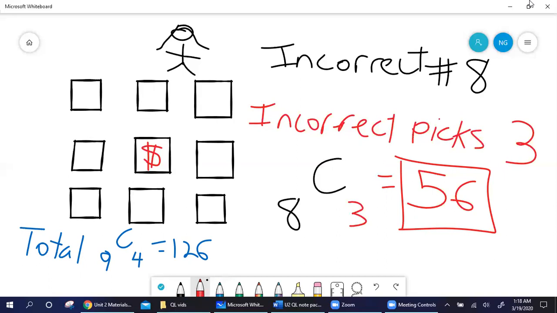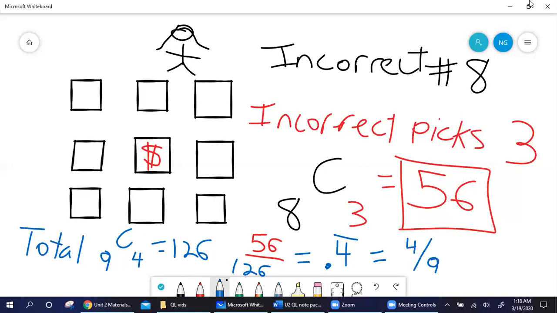Probability is preferred outcomes, which is 56, over total outcomes, which is 126, which actually equals 0.4 repeating, which is actually 4/9, which makes sense. If there are 9 boxes and she gets to pick 4 of them, she's going to have a slightly less than a 50% chance of finding that right box in there.